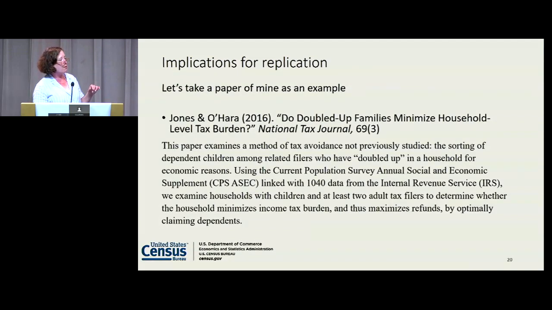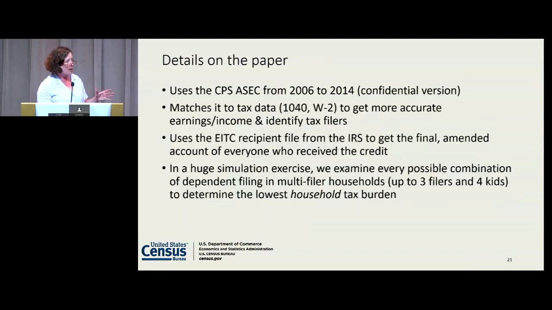We examine households with children and at least 2 adult tax filers to determine whether the household minimizes income tax burden and maximizes refunds by optimally claiming dependents. Okay, so it used survey data, matched it to the 1040 W-2. I got the list of people who received the earned income tax credit in the years that we looked at.